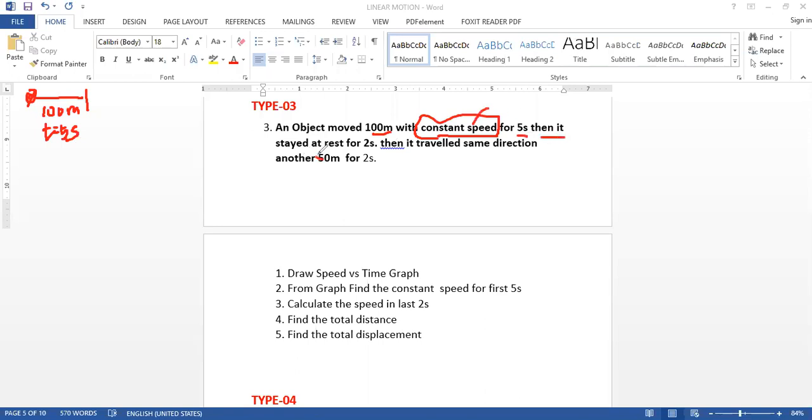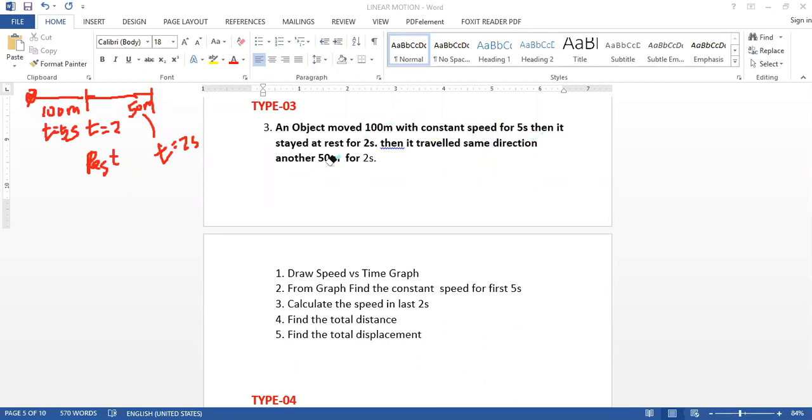Then it stayed at rest for 2 seconds. And another 2 seconds, and that is rest. And then it travels in the same direction. It moves in the same direction, another 50 meter. So if it's 50 meter, then the time taken for that is 2 seconds. So this is the simple question they have asked.